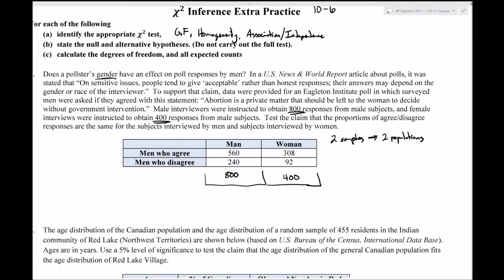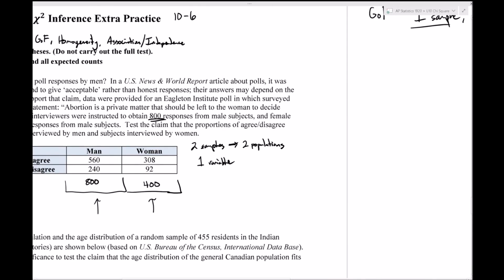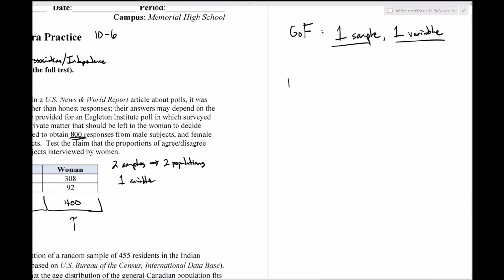So more than likely this is a test for homogeneity. Do these two populations look the same with regards to their agree versus disagree distribution? So there's only one variable, and that's whether or not they agree. So in this case, and I'm going to write this over to the side, that would be the test for homogeneity.